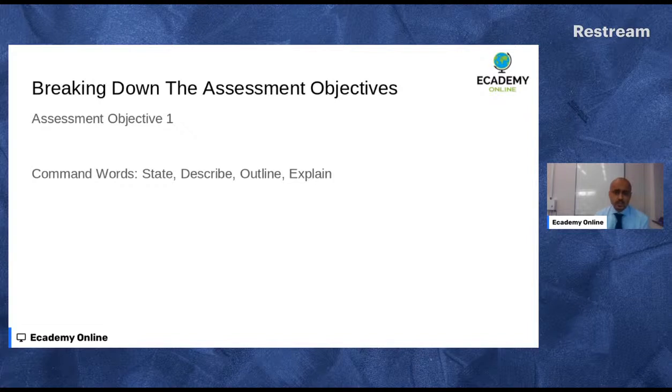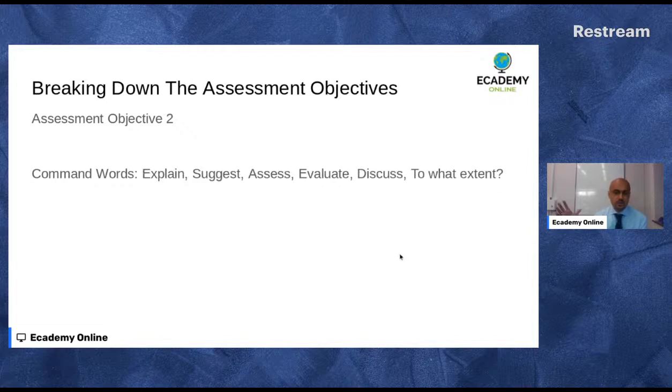Okay, so assessment objective 1 questions. There are a number of command words. Here are some of them that you will see in the exam. So you might be asked to state something, you might be asked to describe something, outline something, or explain something. So hopefully you all understand what those words mean and their importance.